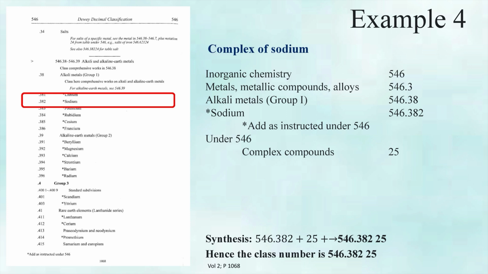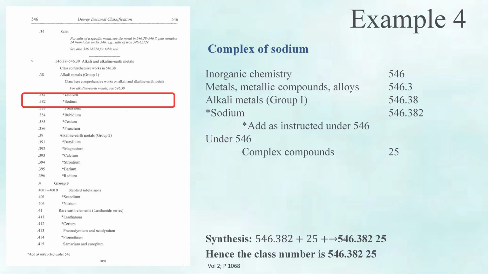So we have to move again in 546, where we can find the extended subdivision, that is for complex compound. In the extended subdivision, the number is 25. So finally the number will be 546.38225. Okay, this is the trick that you have to just remember, that in case of 546 you may have to move into the extended subdivision under it.